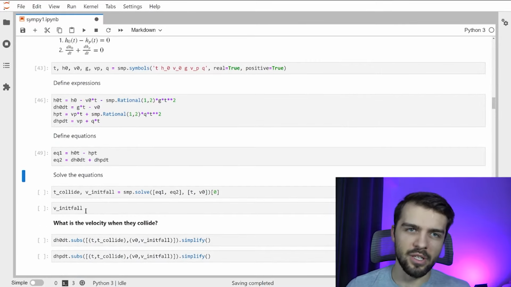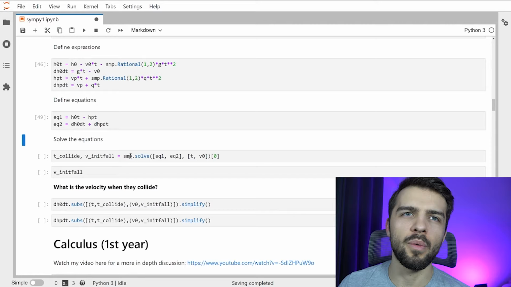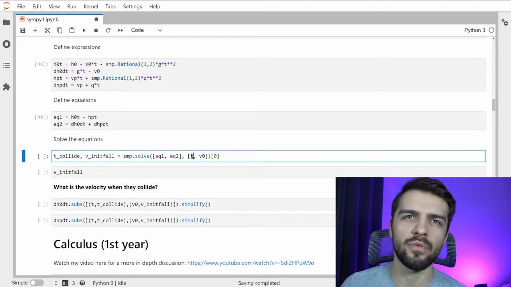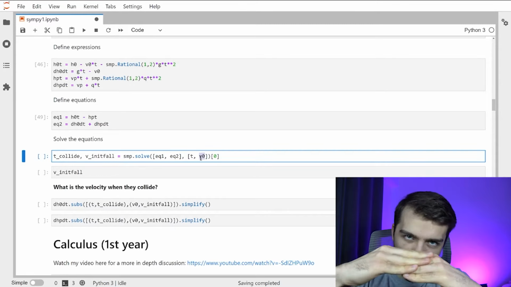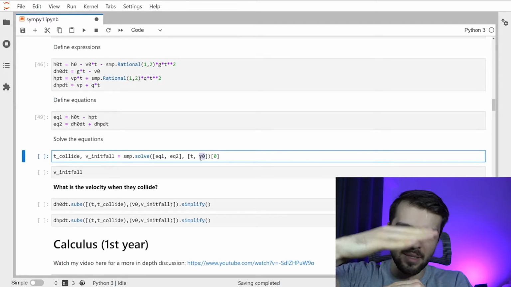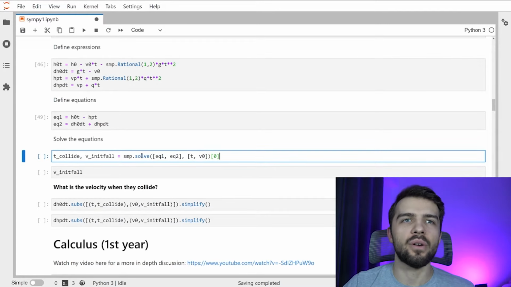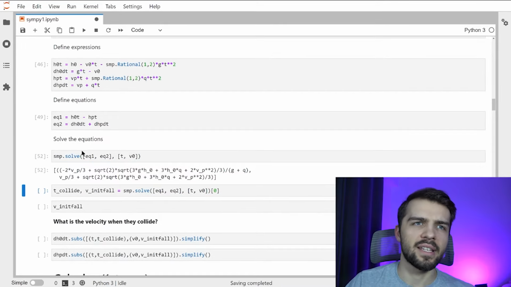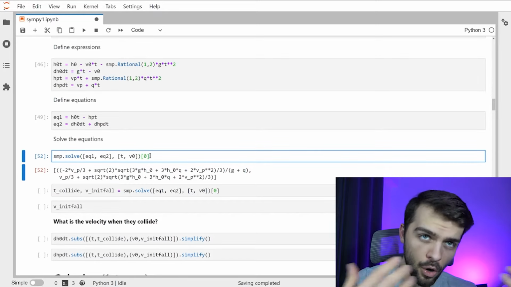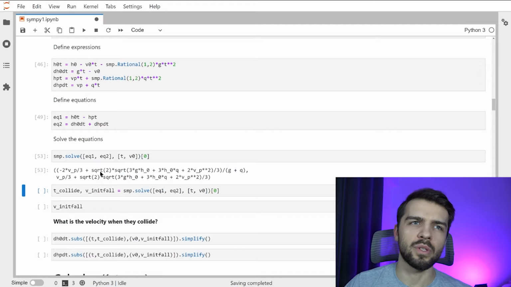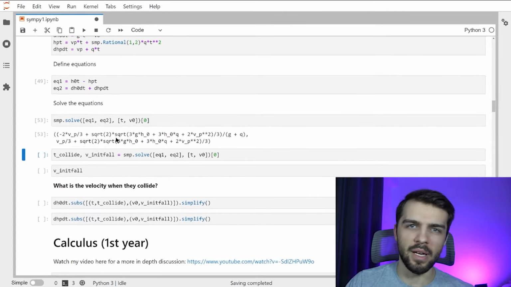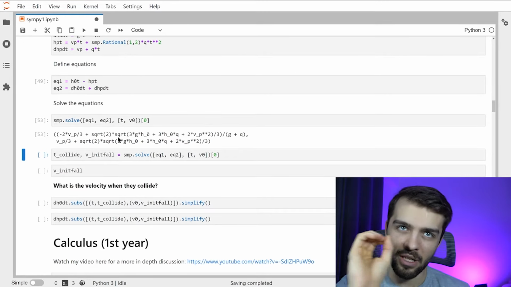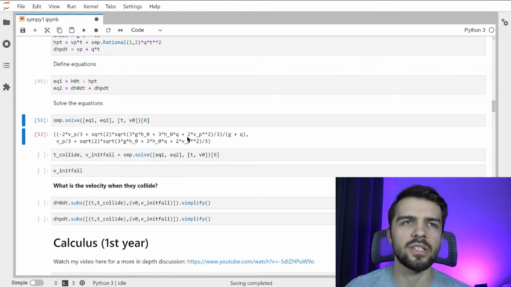And now I want to solve these equations. So this is where it gets a little bit complicated. So I want to solve equation one and equation two, right? These are my two equations that I have above. And I want to solve for time and v naught. These are the two unknowns, the time when they collide and the initial velocity that makes them collide at the same speed. And so if I just call sim.solve on these two things here, I get this expression here. Now I need to index zero because it will give all the different pairs of solutions. So there's only one pair of solutions and that's zero. Because maybe there's multiple pairs of t and v naught that make this equal to true. Well, in this case, there's only a unique t and a unique v naught. So there's only one pair, so this is the first pair.